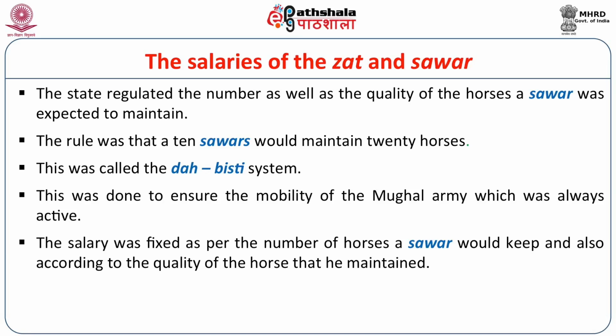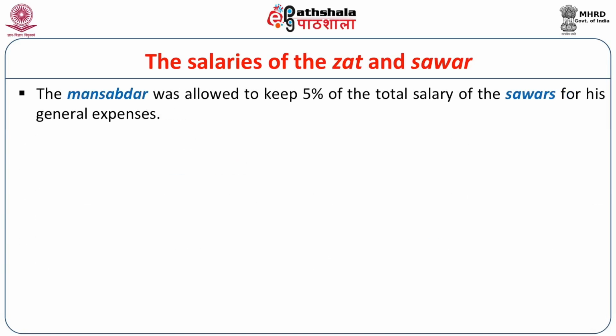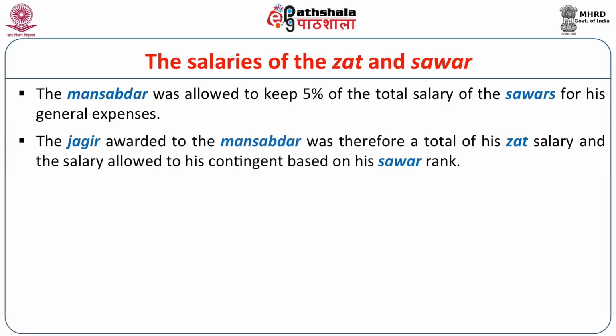We can understand the imported horses would draw more money. The Mansabdar was allowed to keep 5% of total salary of the Sawars for his general expenses. A Jagir awarded to the Mansabdar was therefore a total of his Zat salary and the salary allowed to his contingent based on his Sawar rank. So a Mansabdar's salary would incorporate not only his Zat position or his Zat salary but also the Sawar rank, which is again 5% of what the Sawars would get collectively.